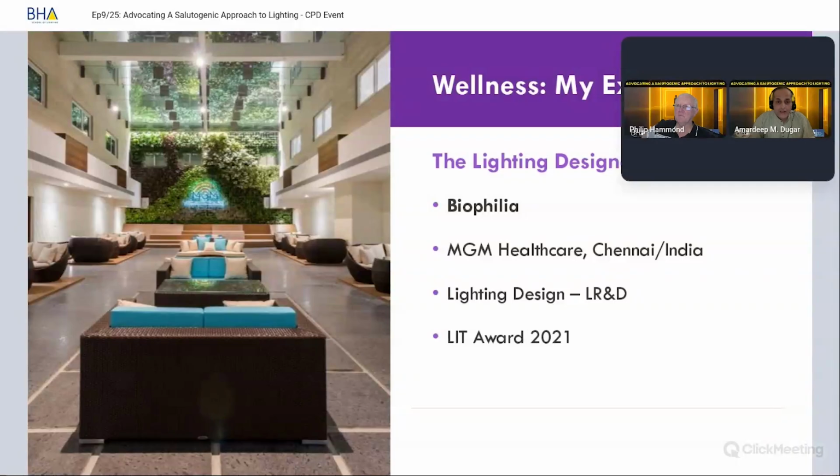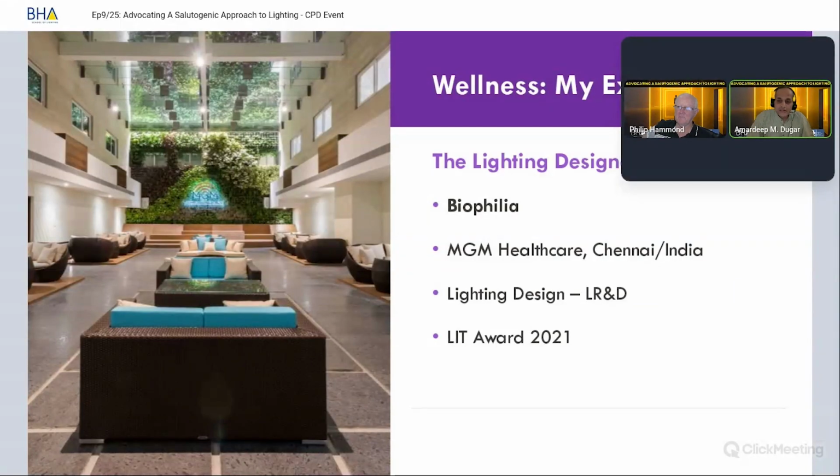And then biophilia. It's the most recent catchphrase, biophilic design. And this was in a hospital building that I got to work on, where it was designed as the tallest green wall in Asia, as they call it. This project also won a LIT award. And the idea was to bring green elements into design areas and to figure out how to light them up.